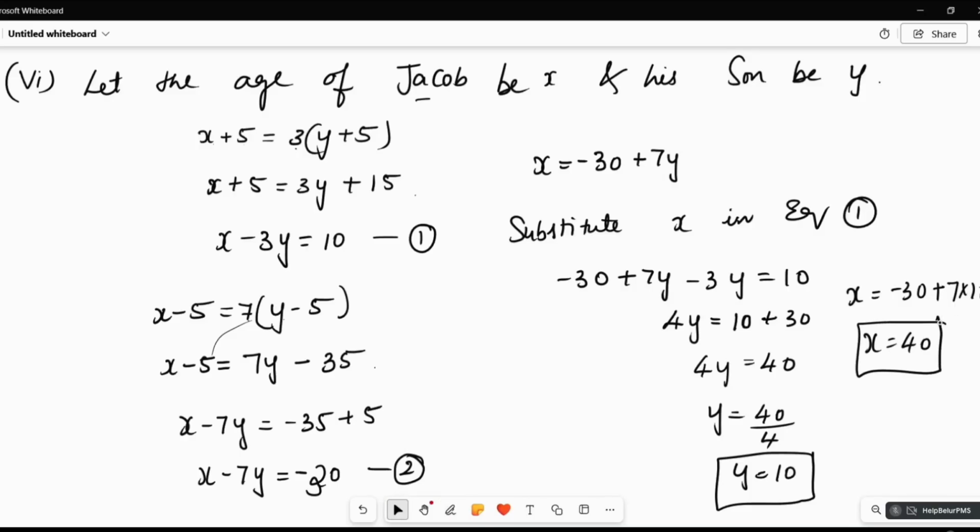In exams also, many times they ask age related problems. Any question they can frame and give here. So always remember, take the present age as x and y. In the future, if they are telling it will be plus, maybe after 7 years means x plus 7. Before 5 years means x minus 5, like that. And according to the statement he has given, you should write the equation.